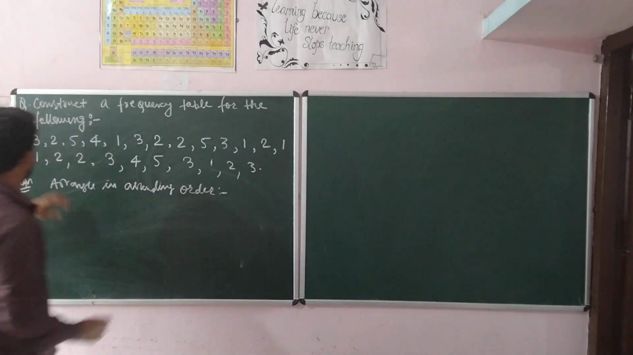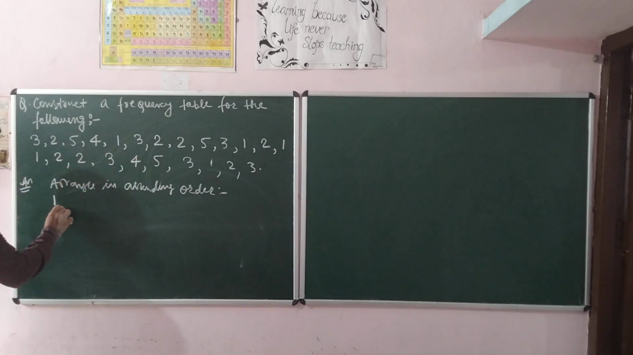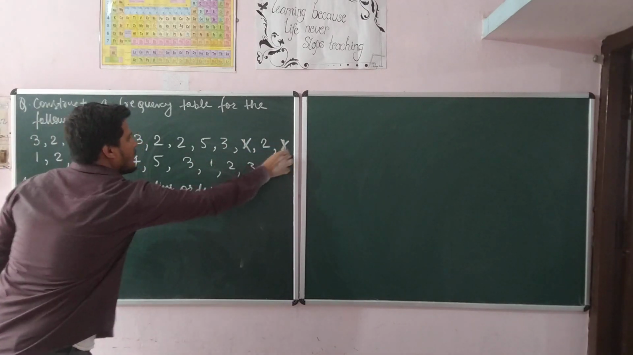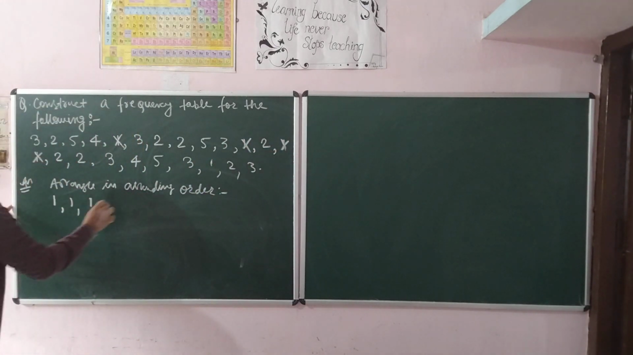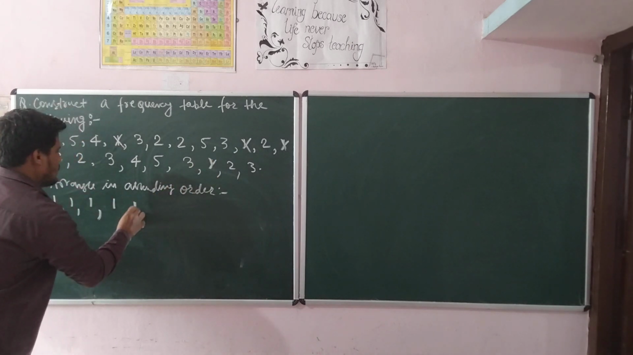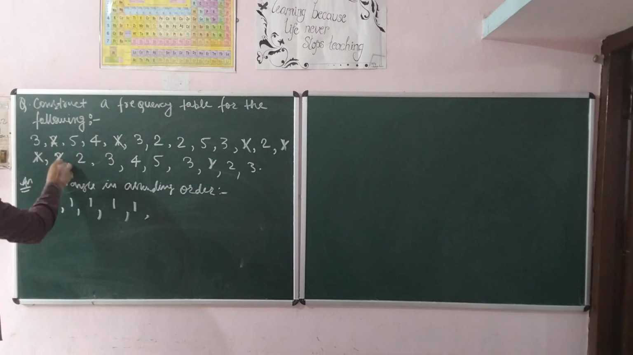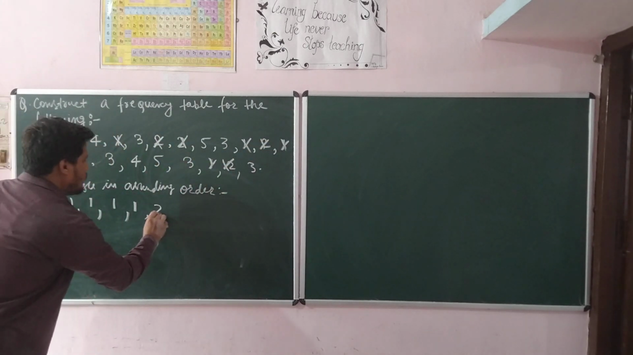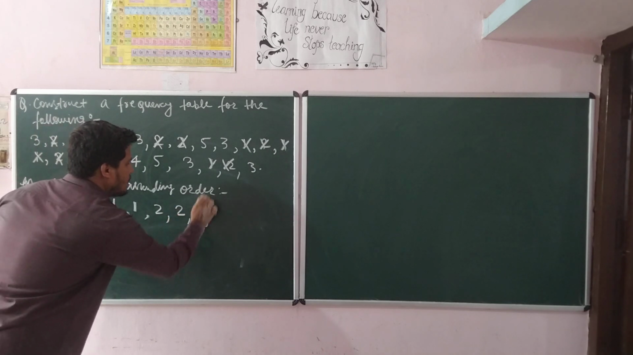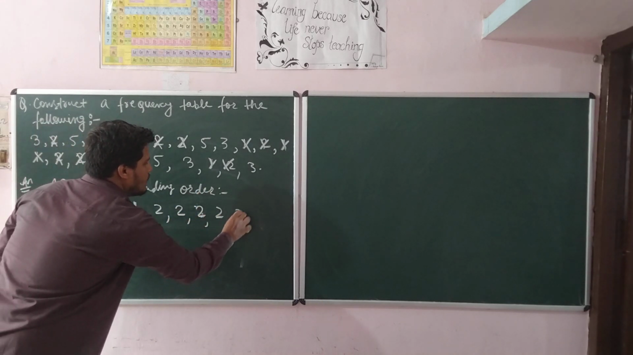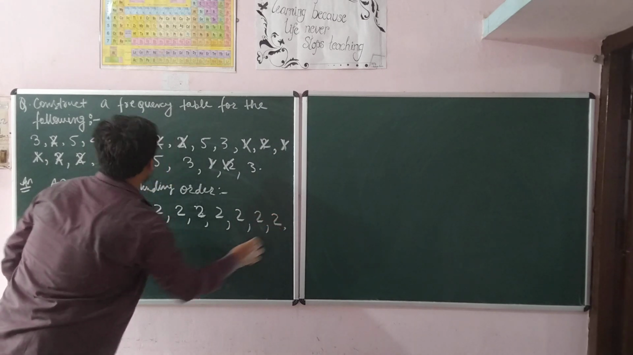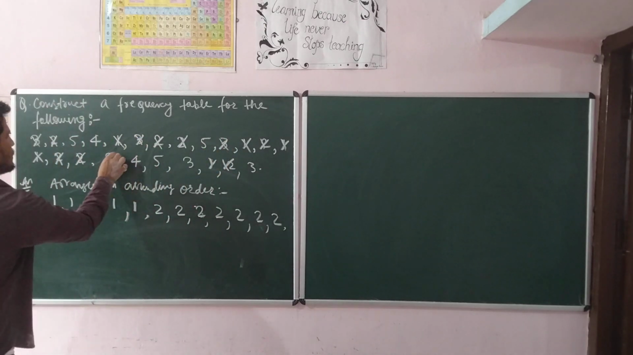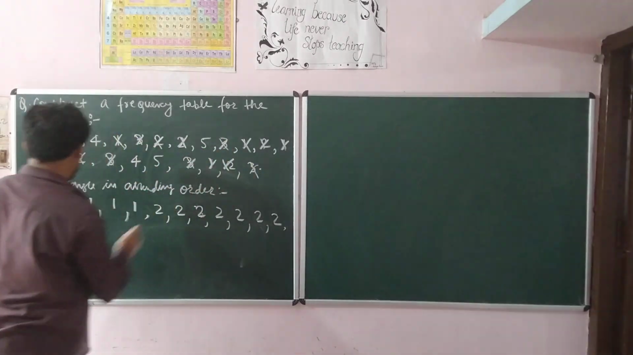Arranging in ascending order. First of all, minimum one. Now one, then 30. Okay, now two: 1, 2, 3, 4, 5, 6, 7. And after that 3: 1, 2, 3, 4, 5 and 6.